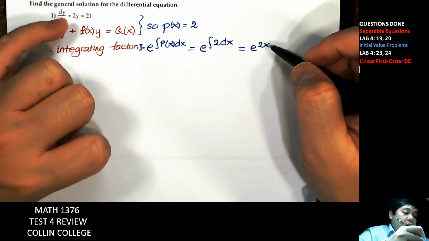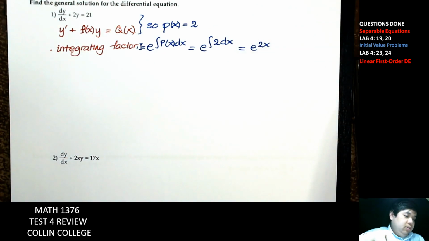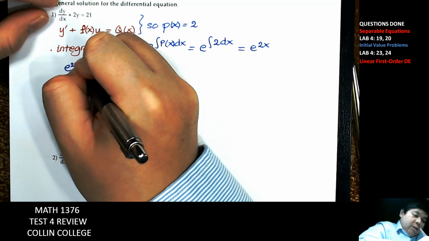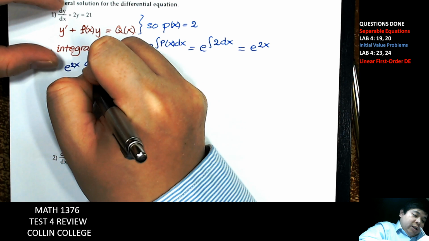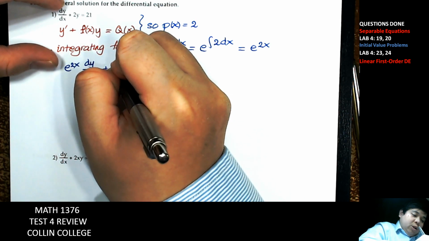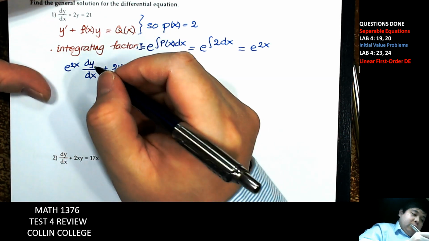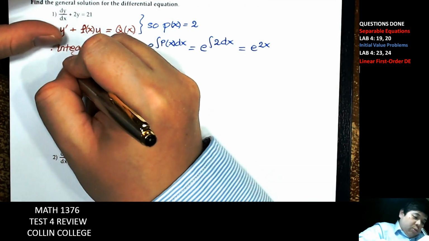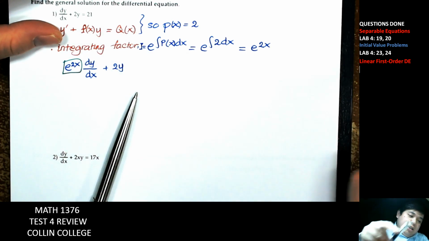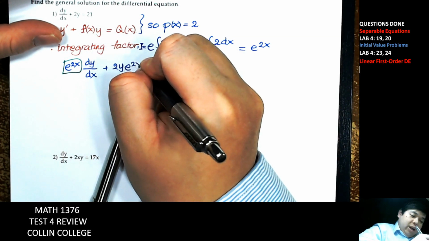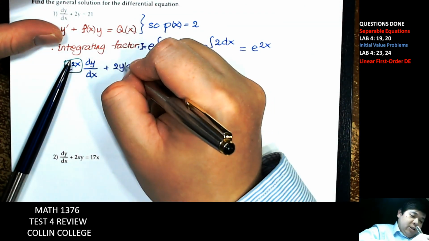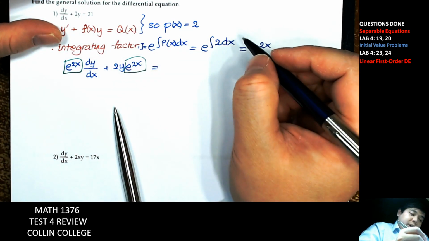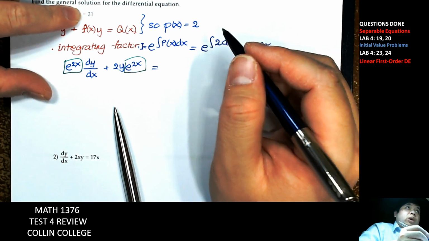We multiply both sides by that. So we have e to the 2x times dy over dx plus 2y, so put this in the box so we can see it, times e to the 2x, and equal to, we multiply e to the 2x on the right side as well.